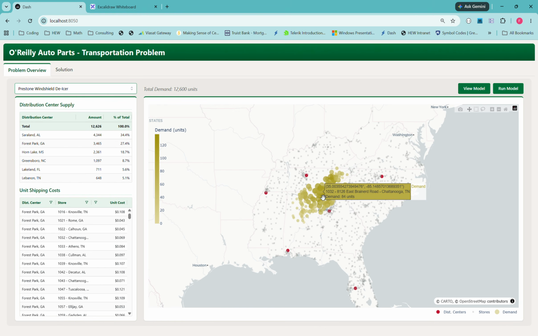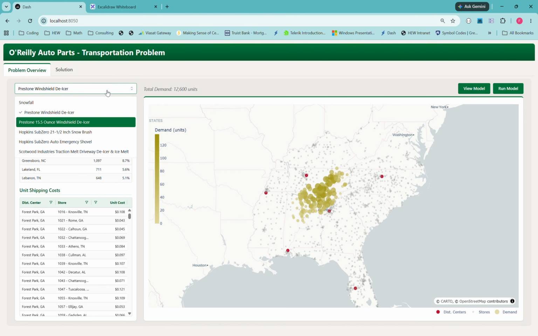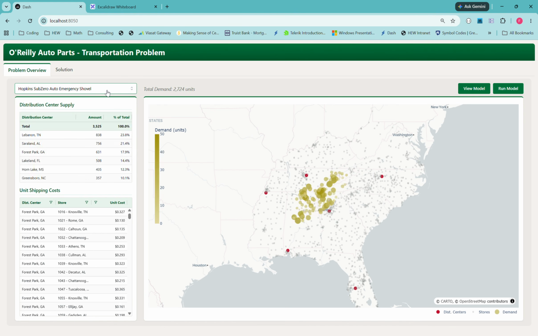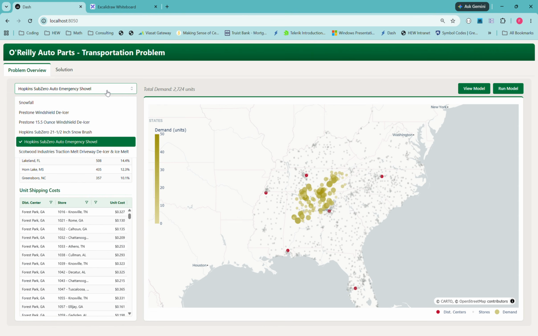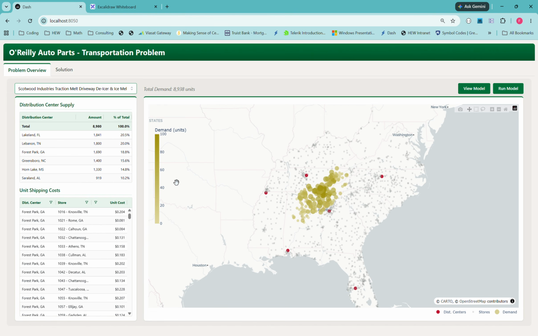Similarly, I've got this for other products as well. I can just shift through the products, and you can see the yellow dots will change a little bit. So that's going to be the demand side of things for our supply chain type problem here.